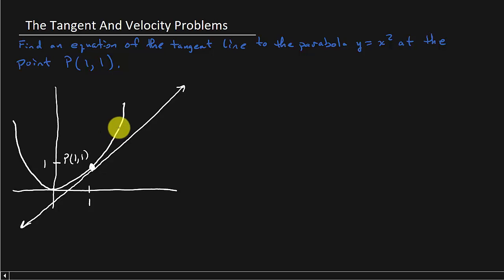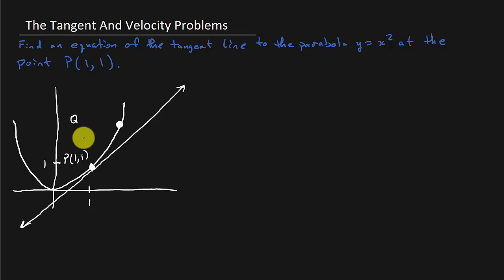So let's do this. Let's pick another point on the line and call this point Q. Okay? And let's just say that we're going to pick x equals 1.5, and then the y value would be 2.25. Okay? And if we found the slope, and I'll do it in a different color, that's going to give us this line right here if we join those points.